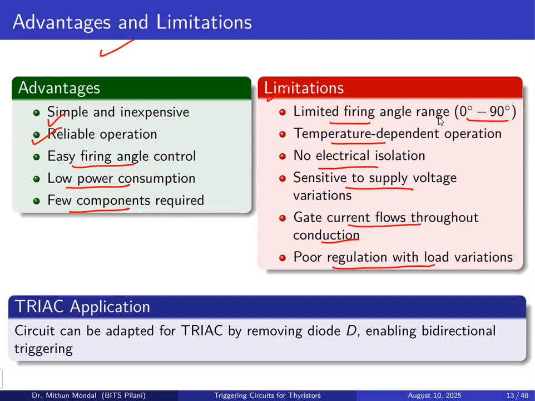So we use this resistance triggering in the triac applications. We will study the triac in the next lecture. So the circuit can be adapted for triac. Triac stands for triode for AC, by removing the diode enabling the bidirectional triggering. So whenever we require bidirectional triggering, this resistance triggering method can be used in a triac.